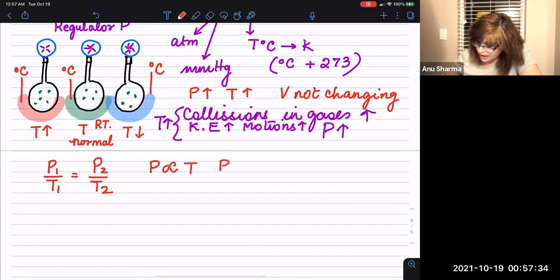When the temperature goes up, the pressure also goes up. And when the temperature goes down, the pressure also goes down.